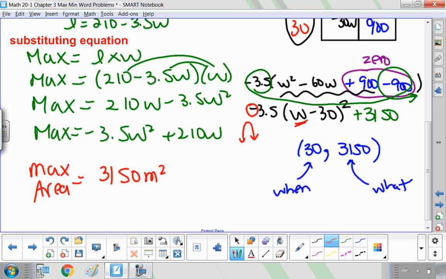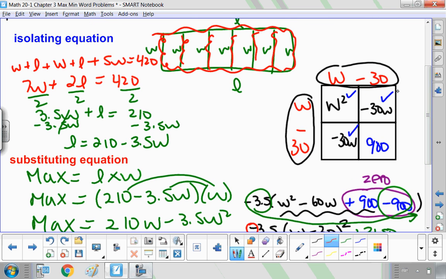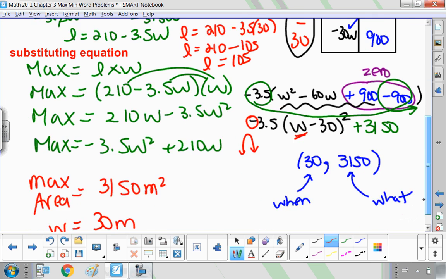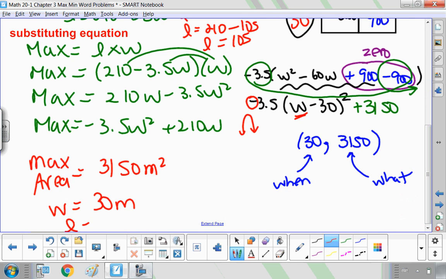Well, I had a variable of W. It happens when W is 30 meters. Now let's go up here and figure out the length that goes with that. Remember, length was 210 minus 3.5W. So length is 210, take away 3.5W. So length is 210, take away 105, which means my length is 105. So go back down here, and my length is 105 meters.